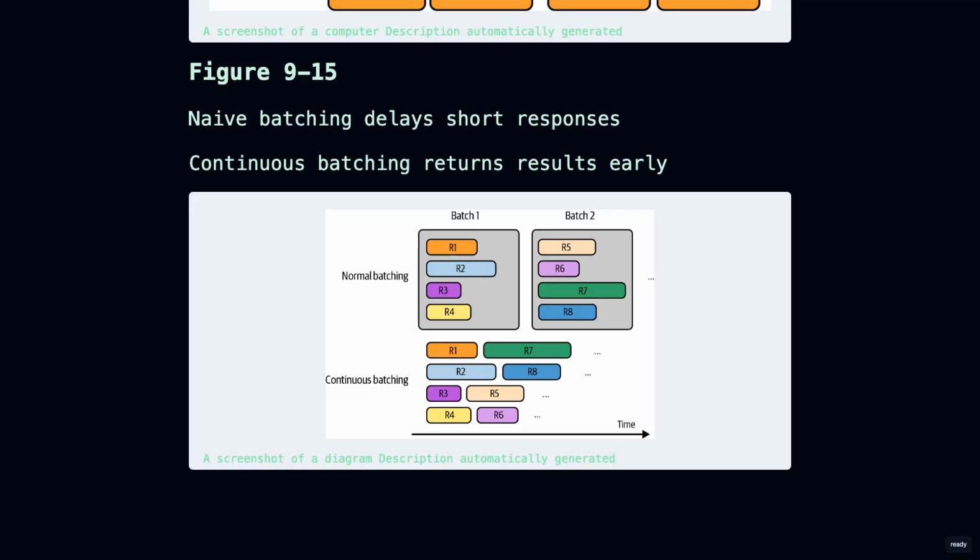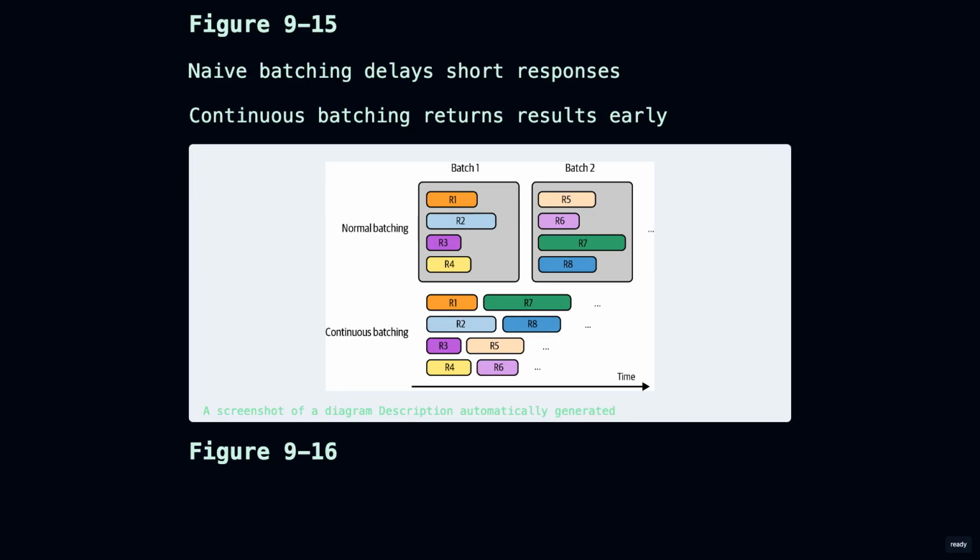Look for the key idea in the diagram. The batch is not frozen. Finished responses can leave right away, and new work can take their place, which is why this strategy is so effective for LLM serving. This is the visual version of continuous batching. The important point is that it improves occupancy without making users wait for unrelated long-running requests.